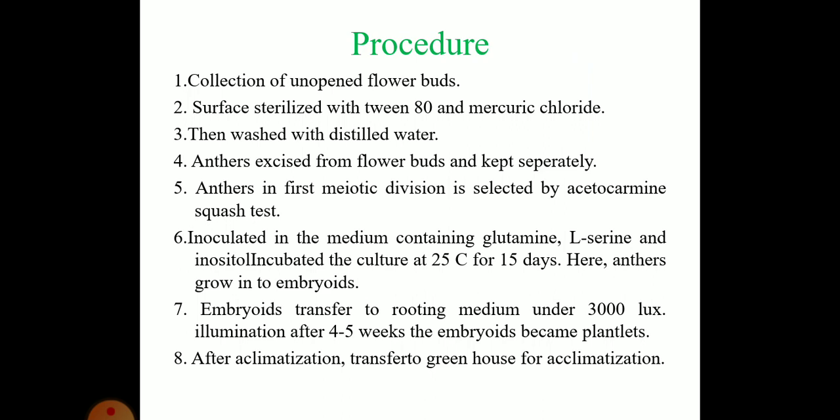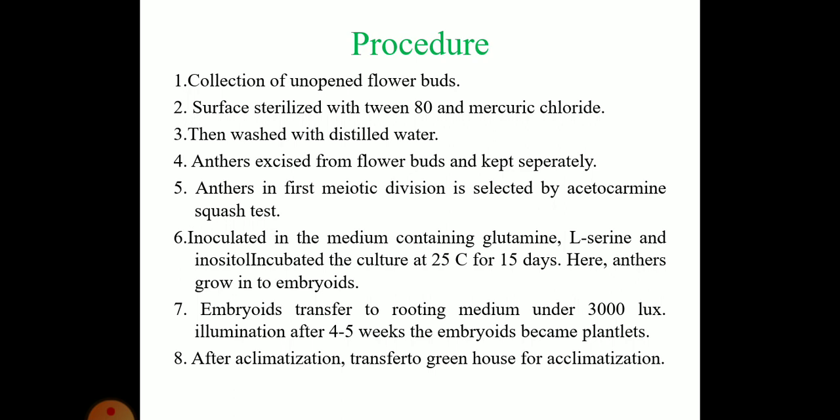Procedure: select or collect unopened flower buds, then surface sterilize the flower buds with mercuric chloride. After surface sterilization, wash with distilled water. Anthers are excised from the flower bud and kept separately. Anthers in the first meiotic division are selected for anther culture with the help of acetocarmine paste, and incubated in the medium containing glutamine, L-serine and inositol. Then incubate the culture at 25 degrees Celsius for 15 days. Here the anthers grow into embryoids.